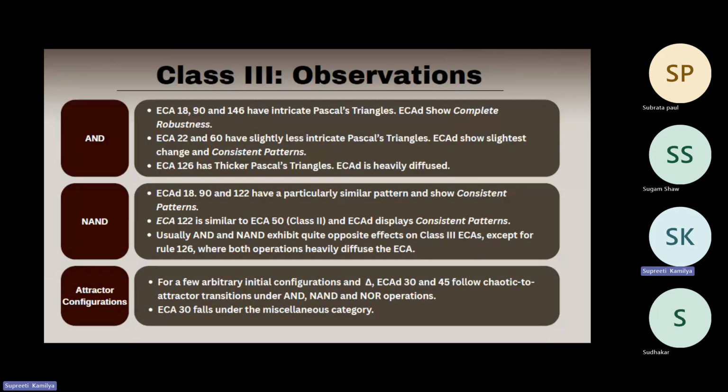Moving forward, these are also observations for NAND. Now, what seems to be of most interest here is that there are attractor configurations emerging for rule 35, rule 30 and 45. So for a few arbitrary initial configurations and delta, ECAD for 30 and 45 follow the chaotic to attractor configurations under AND, OR, and NOR, and NAND and NOR operations. And due to this reason, ECA 30 falls under the miscellaneous category because we cannot identify any pattern emerging from rule 30 under any circumstances for any operation.